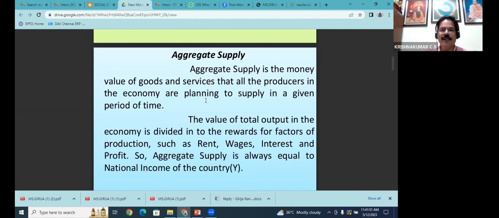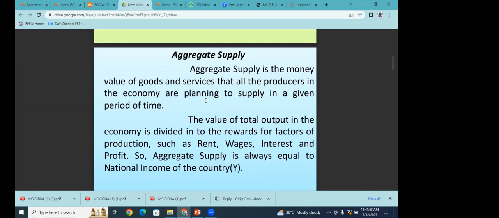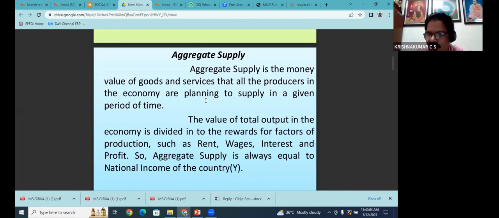Okay. Now again, aggregate supply, how will you introduce? Like that, individual supply, market supply. Excellent. You can start with individual supply. You can ask them questions. What is individual supply? They will come out with answers. Then you can come to market supply.